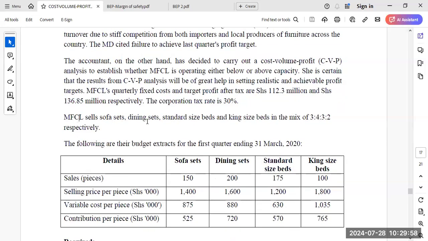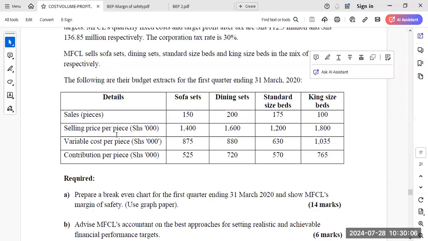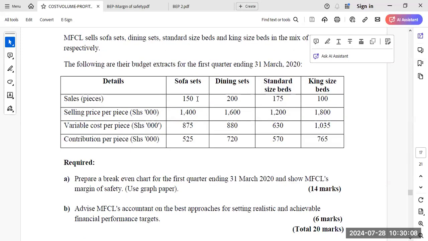This company sells sofa sets, okay, with a sales mix. You're given a sales mix here, and this is the information you have. When you're analyzing this table, ask yourself, are amounts given in 1,000 or not? If you forget that, you may get problems later. You see that our figures are in 1,000, and this is based on per piece.